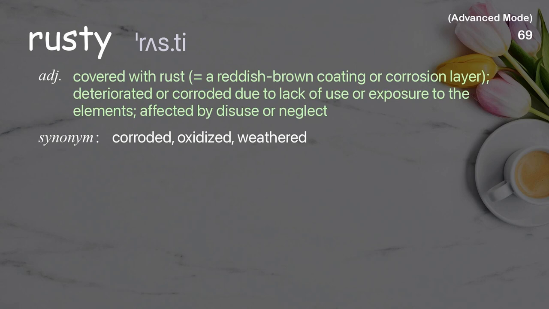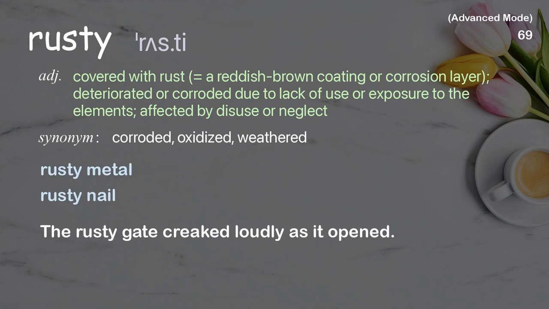Rusty. Covered with rust, a reddish-brown coating or corrosion layer, deteriorated or corroded due to lack of use or exposure to the elements, affected by disuse or neglect. Examples: Rusty metal. Rusty nail. The rusty gate creaked loudly as it opened.